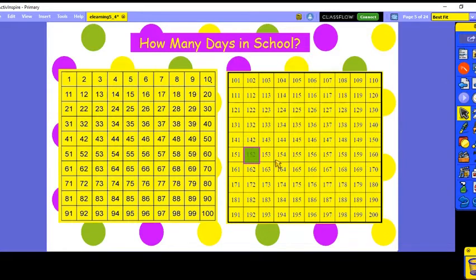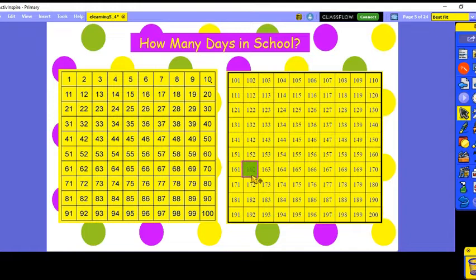We've been talking about 10 more and 10 less, 1 more and 1 less. So let's look at that on our days of school. So 1 less than 152, we just go backwards 1, is 151. 1 more than 152, we just go forward 1, is 153.